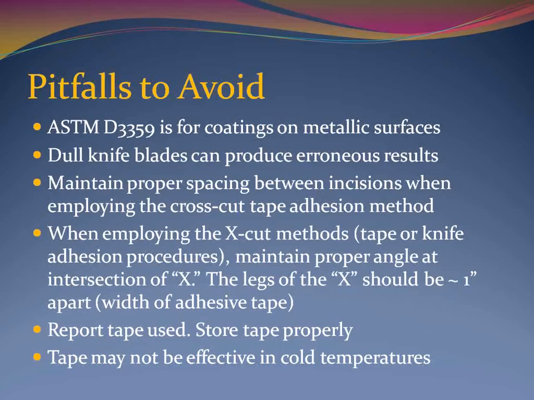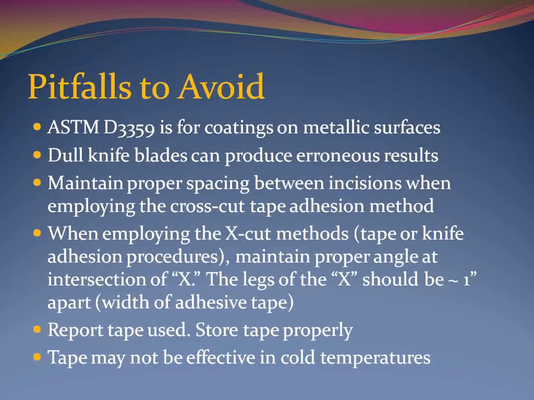When conducting method B, the spacing between the incisions is critical. If the cuts are too close, the coating may ribbon off of the surface. When conducting method A, make sure the distance between the top 2 legs and the bottom 2 legs of the X is 1 inch, which will create the 30 to 45 degree angle required by the standard.